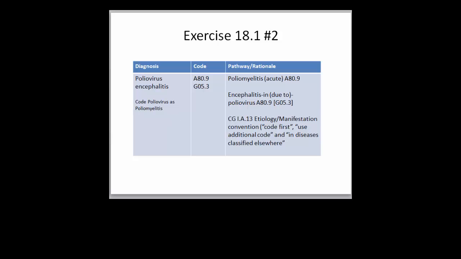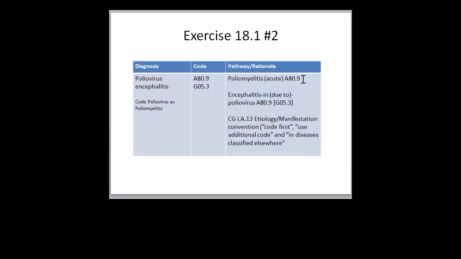Another good example that I remember when I was learning to code, an amputation is coded as absence of limb. So you just learn where your pathway begins. In this case, you can see that poliovirus encephalitis requires 2 codes, and that is one of the very first coding guidelines. A is a convention. Remember, we just looked at Section 1A is conventions, and this is the etiology manifestation convention where you have a code first and use additional code.